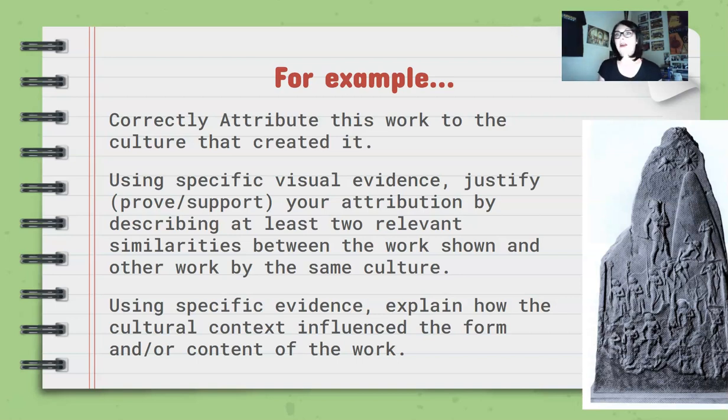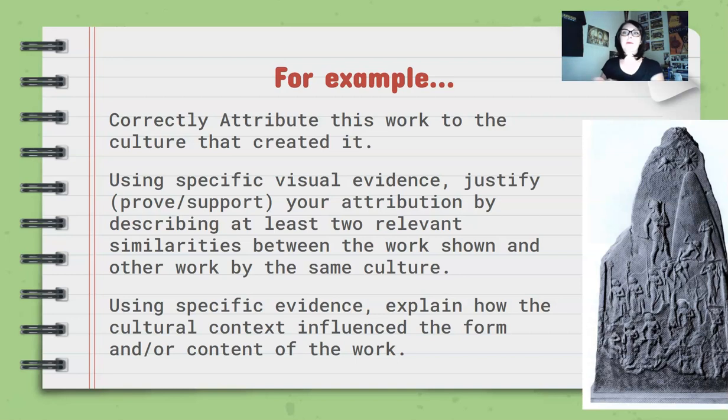So you could say, all right, I know this is Near Eastern because it looks like the Standard of Ur, right? How do I know that? Because it uses hierarchy of scale. I'm going to need visual evidence. Prove it. Well, this guy right here in the center, Naram Sin, he's larger than everybody else. That emphasizes his importance, just like in the Standard of Ur, right?